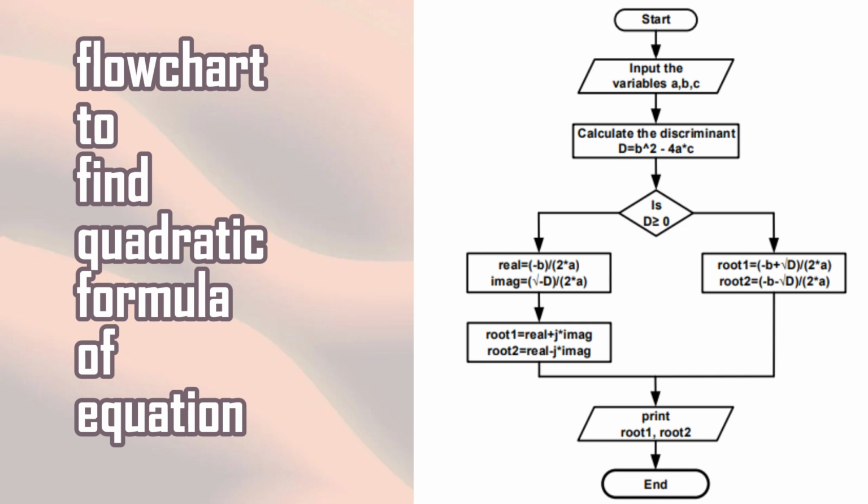So if d is greater than 0, we have to find the real part, which is minus b divided by 2 asterisk a, and the imaginary part, under root minus d divided by 2 asterisk a, and then root 1 and root 2. And if it is negative, then we have to find only root 1 and root 2. After finding all these, we have to print the output, which is going to be in the form of root 1 and root 2, and that's how the quadratic equation has been done in the flowchart, and the function is done.